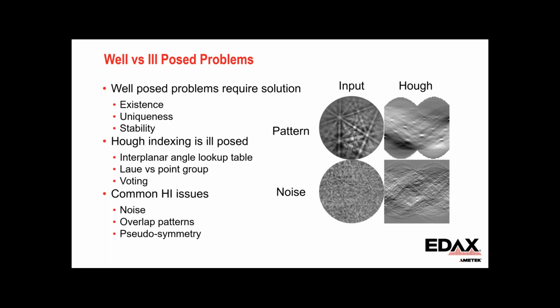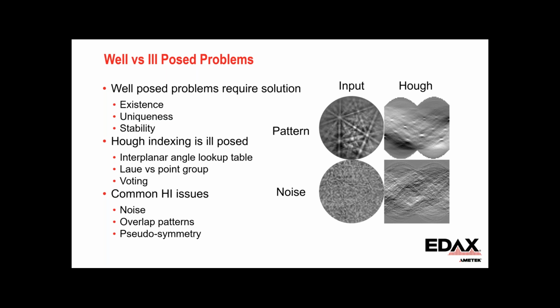Basically, Hough indexing as an inverse solution has issues with all three of those. If your interplanar triplet angle is not in your lookup table, you don't have a solution. If you have a group that's not Sensor symmetric, there could be multiple solutions. And the voting system is normally stable, but can have issues for certain cases.